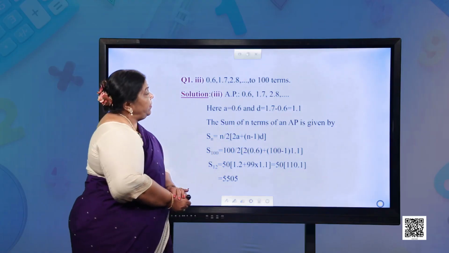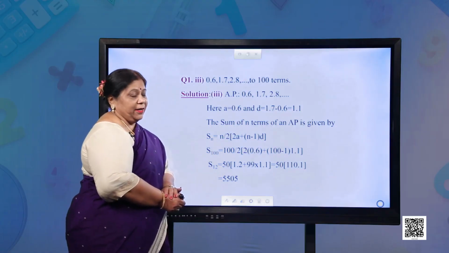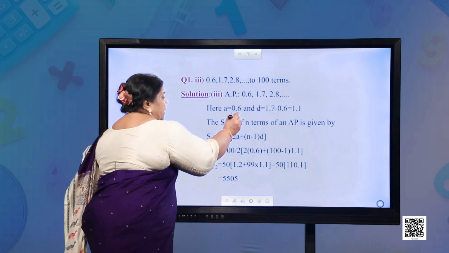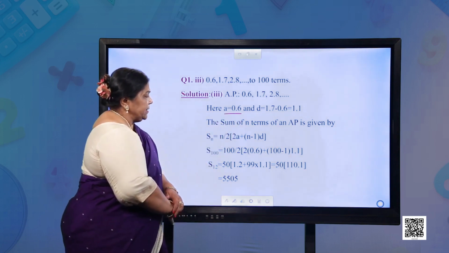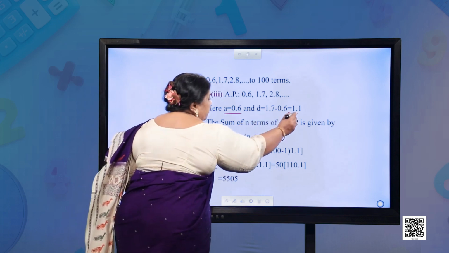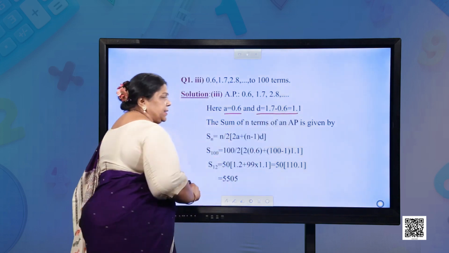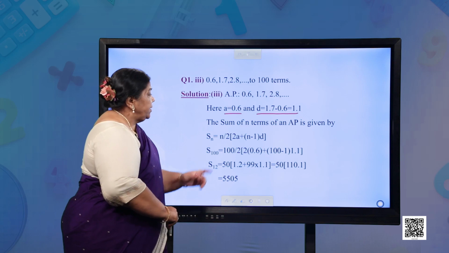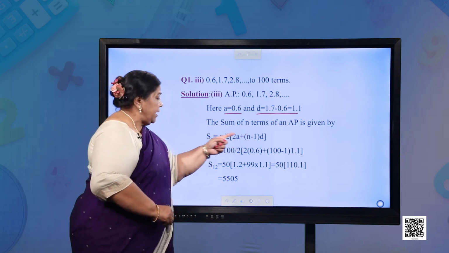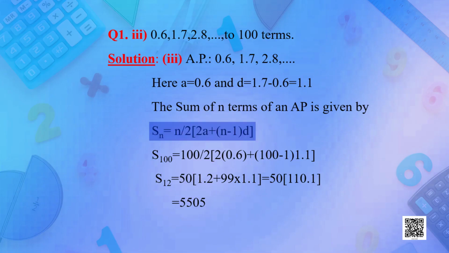0.6, 1.7, 2.8, to 100 terms. Here obviously a is 0.6 and d is 1.7 minus 0.6, that is 1.1. Sum of n terms of an AP is given by S_n is equal to n upon 2 into (2a plus (n minus 1) into d).